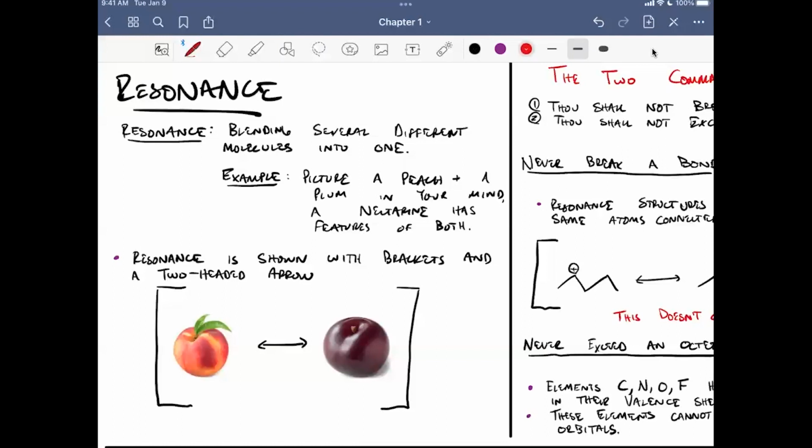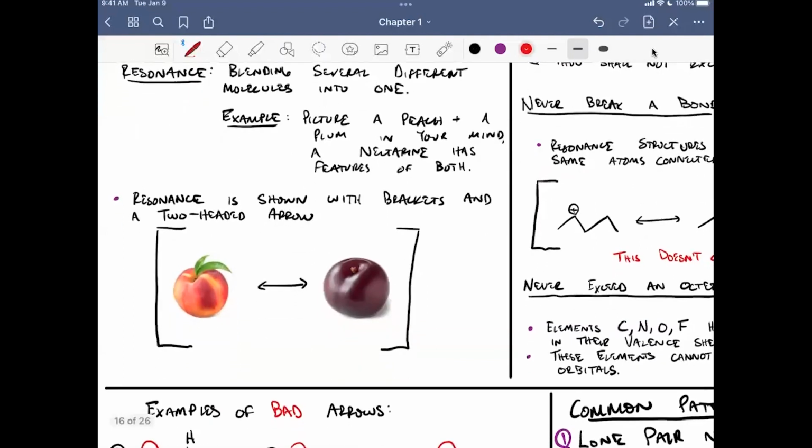So resonance is shown with brackets and a two-headed arrow. I put the peach and the plum in here with the brackets that encapsulate both of the resonance structures, or imaginary resonance structures in this case, and the two-headed arrow in between them.